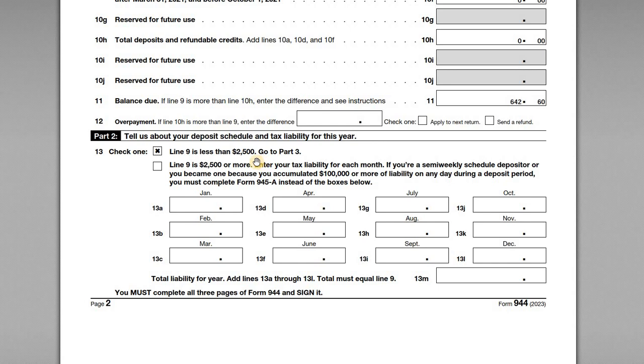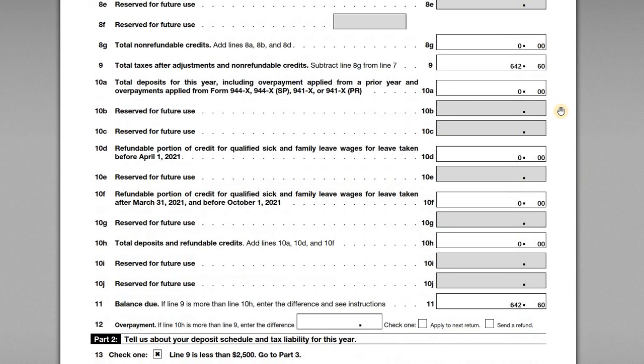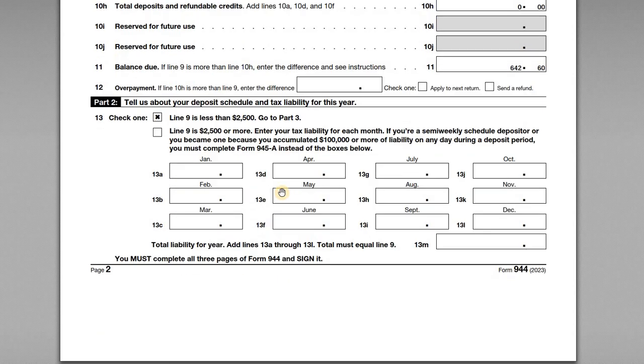Now in part 2, we have to provide more details on our deposit schedule and tax liability. If your line 9 above is less than $2,500, you can skip this because you're not a monthly depositor. So if we go back to line 9, we can see here that our total taxes is $642.60, which is certainly below the $2,500 figure. So we can check this box and skip ahead to part 3.